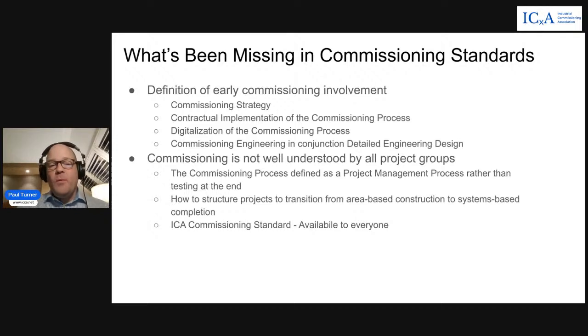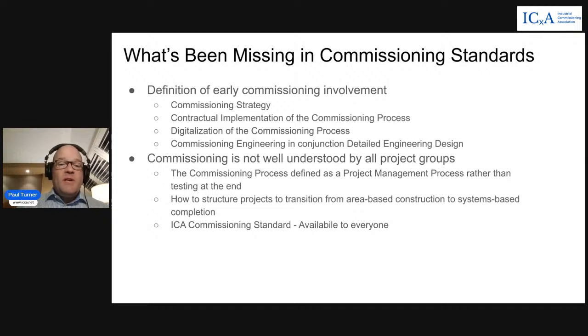How many people have worked on projects and would agree that commissioning is not well understood by all project groups? There are maybe a few commissioning experts on the project that have the knowledge or the tacit experience and understand the commissioning process, but by far most people on projects, especially early in projects, don't really or truly understand what commissioning is all about.